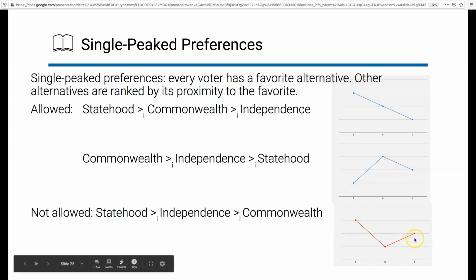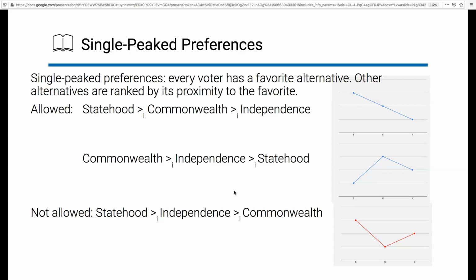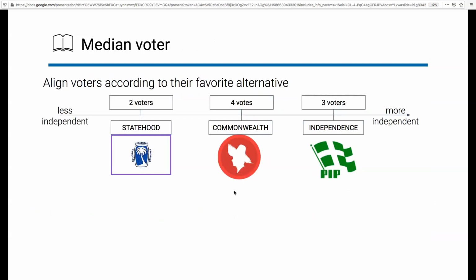So if we restrict our attention to preferences of the first two kinds, but not the second kind, then we can say more than what Arrow's impossibility theorem says. To do so, the next step for us is to align voters according to their favorite alternative. In this example, I'm going to have 9 voters total, just because it's easier to deal with smaller numbers. Let's suppose that 2 voters have statehood as their top pick, 4 voters have Commonwealth as their top pick, and 3 voters have independence as their top pick.